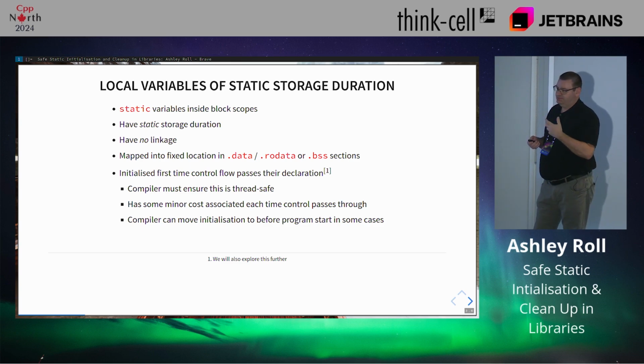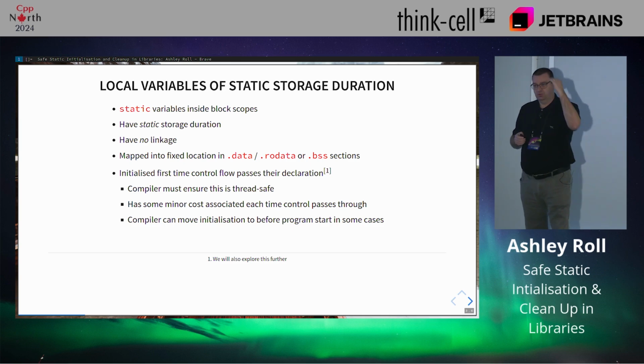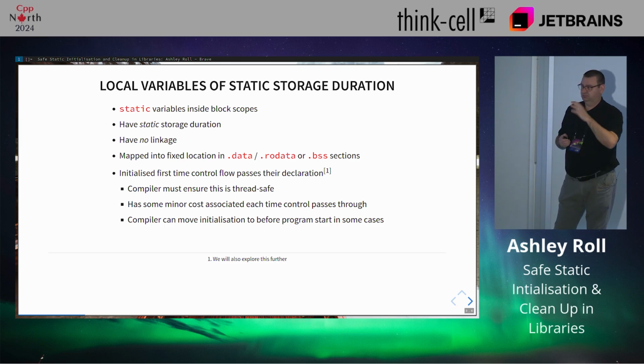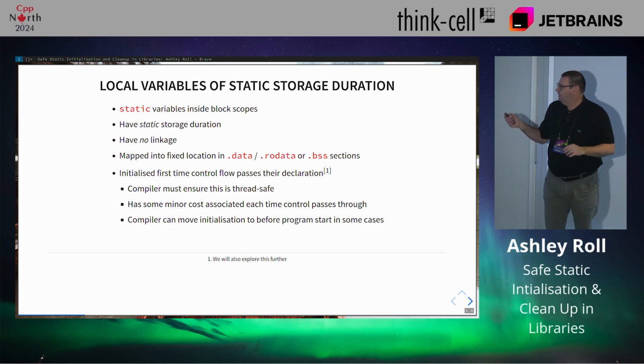So the compiler has to make sure that that initialization is thread safe. Only one thread can initialize it at a time, and everything else has to wait until it's initialized. And it has a minor cost associated with each time that control passes through that block. It's got to check, has this been initialized? If so, then it's cool, I can use it. If not, I have to go and initialize it, and then I can use it.